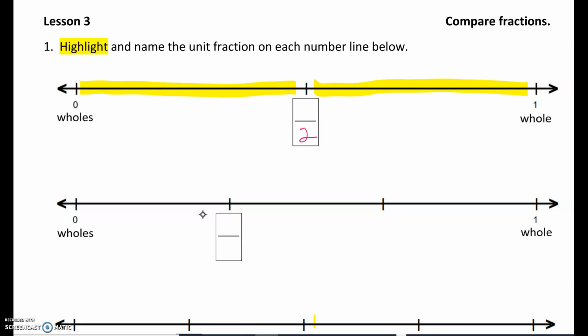At 0, it's 0 out of 2. At this first hash mark, it's 1 out of 2. And 1 whole would be 2 out of 2.